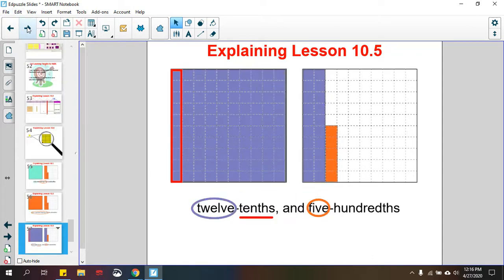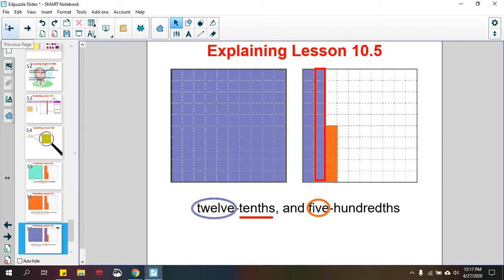Now, another way we could also view this is by looking at the tenths. And remember, the tenths are those columns that fit inside of your one whole as well. Those are those complete columns. So another way I could see this is I've got 12 tenths because I've got 12 of these columns colored in. So I've got 10 of them here, and then I've got 11, 12. So that's one way I could view this with 12 tenths and then 5 hundredths left over.